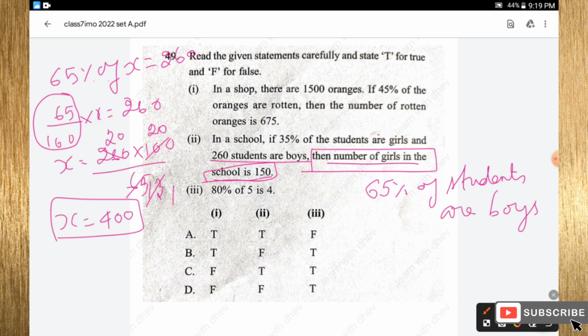So the question is whether the number of girls is 150 or not. How to find it? We have to subtract the number of boys from the total number of students. So 400 minus 260 is 140, not 150, right? So statement 2 is false here. So which answer have we already found? Yes, it's option B only we have found, right? See here, false. So finally option B is the right answer.